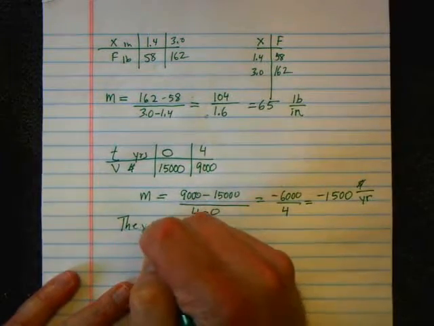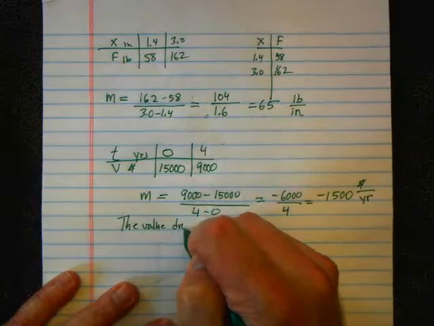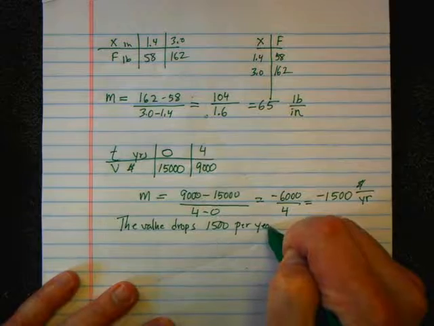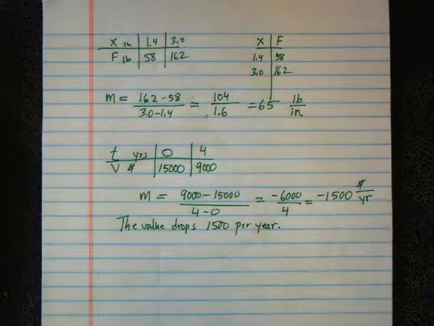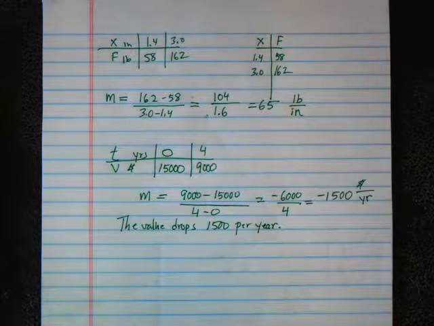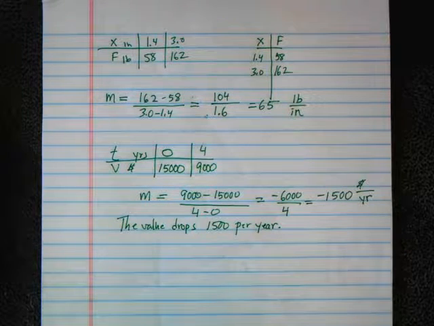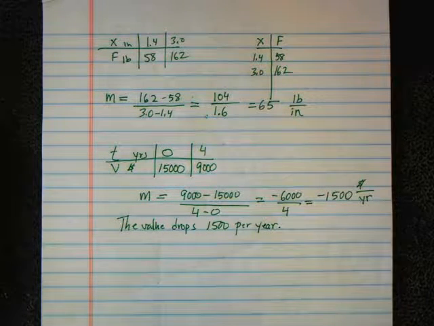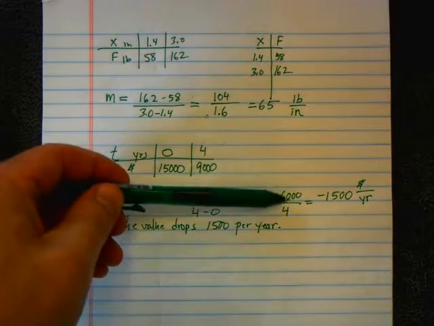The value drops 1,500 per year. And again, does it mean that the value drops exactly 1,500 every single year? No, it means on average over those 4 years, it lost 1,500 a year. In fact, what happens when you buy a brand new car and you drive it off the lot? It loses a whole bunch of value. As soon as you put the key in it and drive it off the lot, it loses a lot of money. But then after that, for the first few years, it doesn't lose a whole lot. So most of this loss happens right at the beginning.